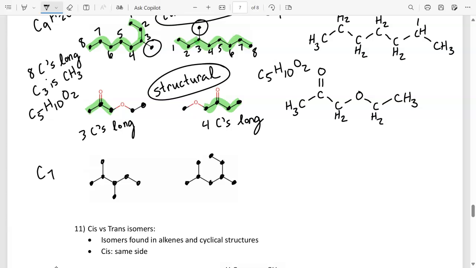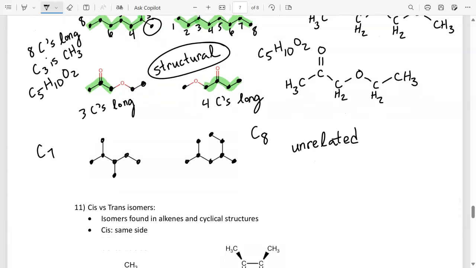And then on the next one, if I count up all the dots, I've got 1, 2, 3, 4, 5, 6, 7, 8. I can already tell that they do not have the same molecular formula. And so instantly that's unrelated. Those are the easiest to spot. Okay. That is the end of the structural and conformational isomers.